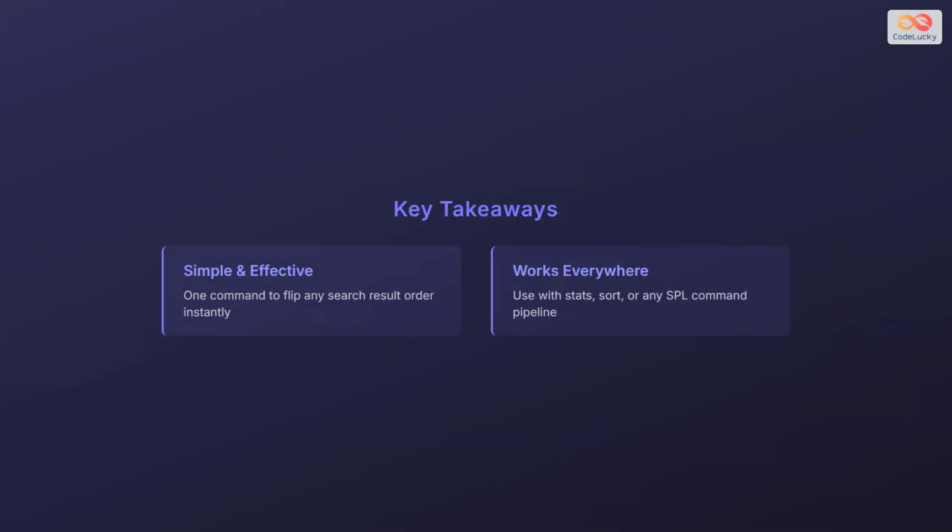The reverse command is a simple yet effective tool to change event order instantly. It fits seamlessly into any search pipeline and works well with commands like stats and sort. Using reverse helps you tailor the event timeline to your analysis needs with ease.